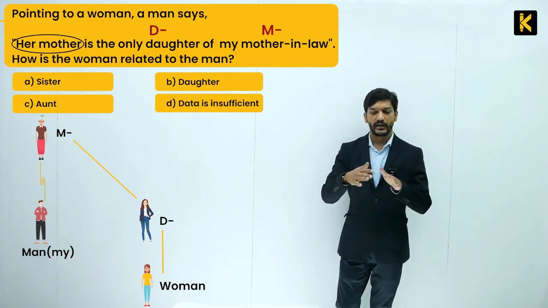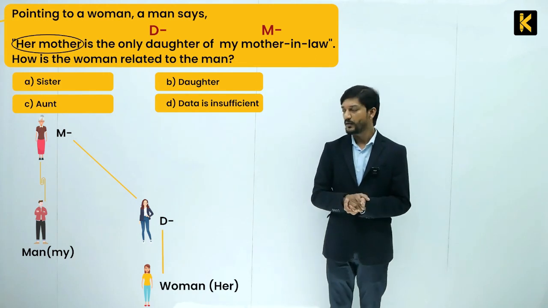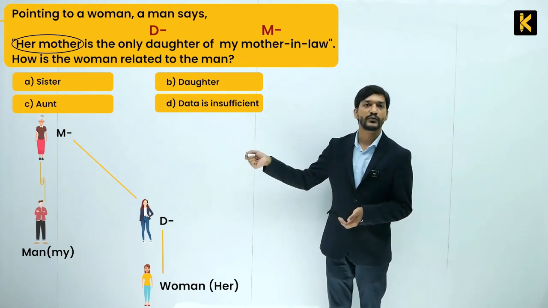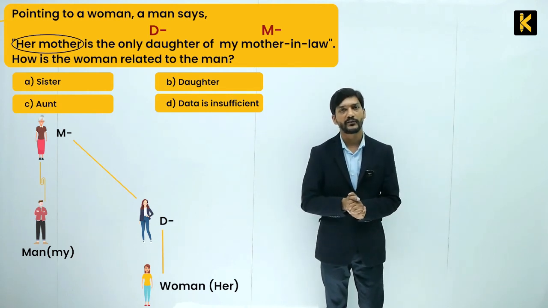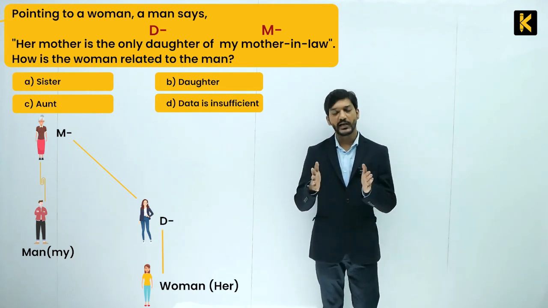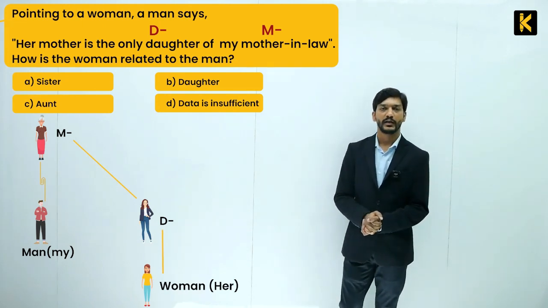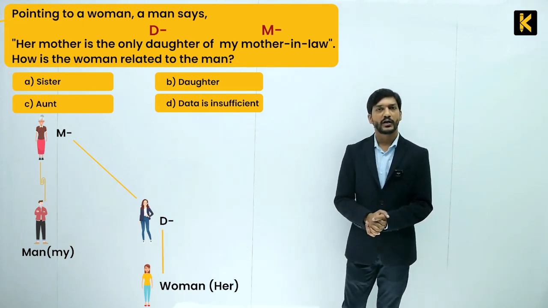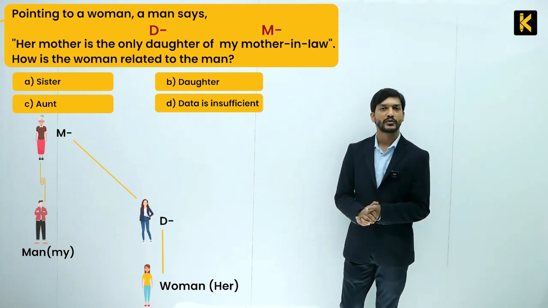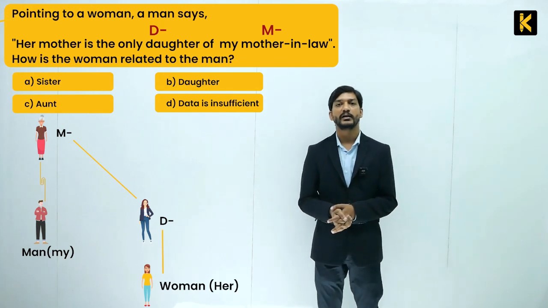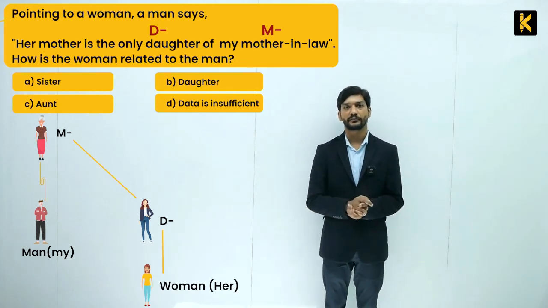Perfect. And in the bracket I have shown her word also, because her word is used for this woman. So everything is now clarified. Whatever statement is given, we have drawn the diagram. So now we are observing where is the man, where is the woman. Now we have to find what is the missing relation, and then we have to answer the question.